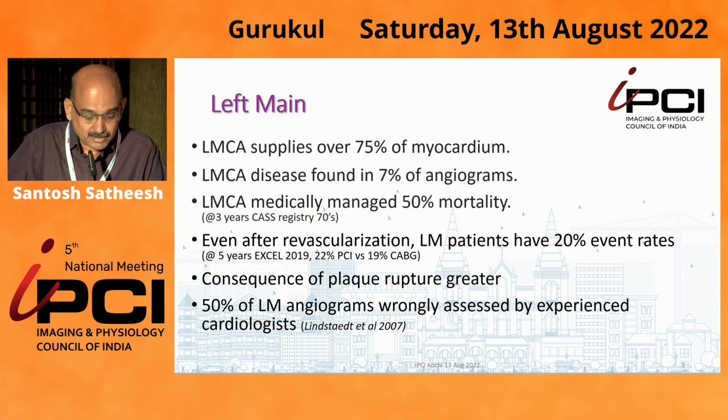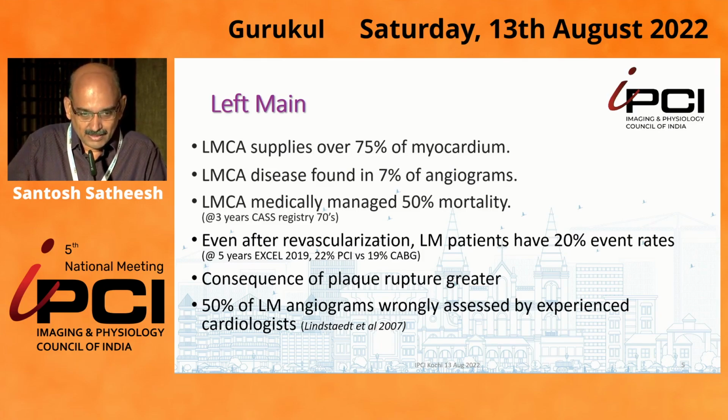The left main supplies over 50 to 75% of the myocardium in most people, and disease is found in 7% of angiograms. Medically managed patients have 50% mortality if it is significant, and even after revascularization, left main patients have 20% event rates. That's the data from EXCEL. The consequence of plaque rupture is quite catastrophic, and 50% of left main angiograms are wrongly assessed by experienced cardiologists.